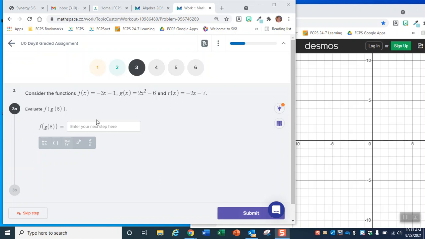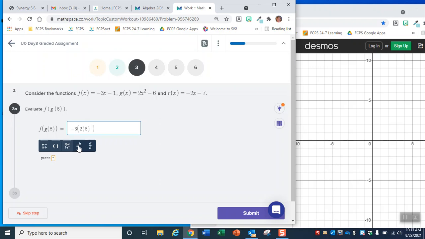Okay, so we are going to do f of g of 8. I'm going to start typing out f, so I'm going to say -3. And then when I get to the x, I'm going to put in g. So then I'll put in 2. But inside of g, we're putting in 8. So when I get to the x in the g, I'm going to put in 8, and then I'll make that squared.